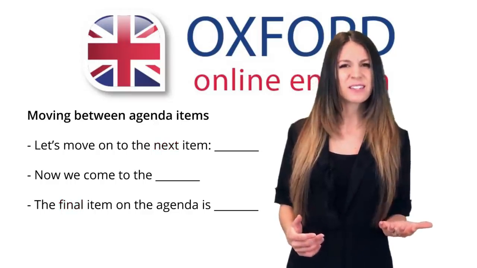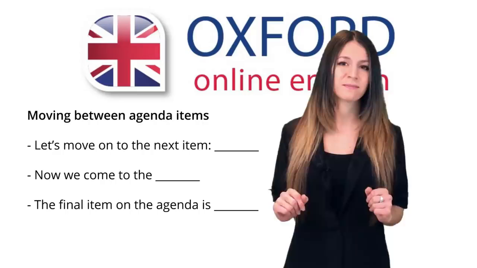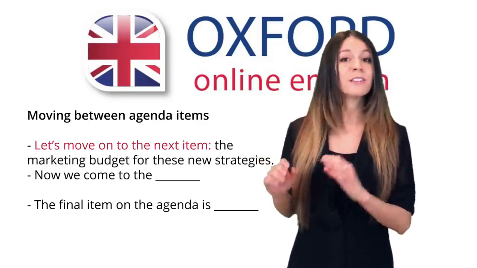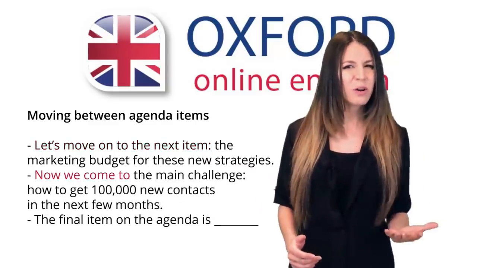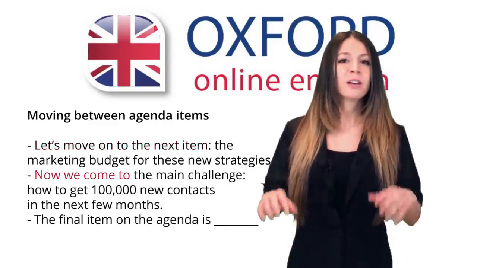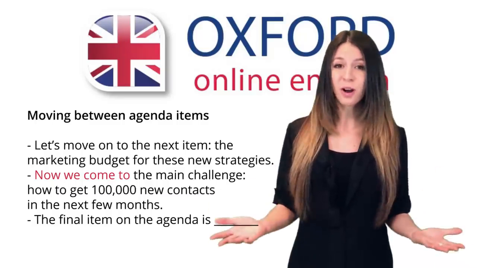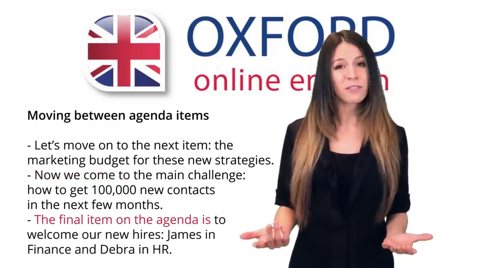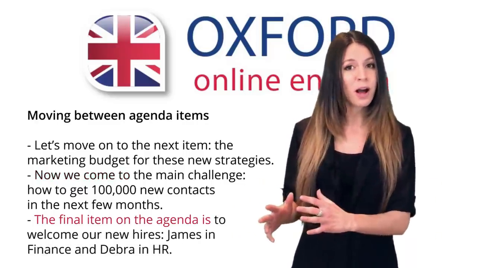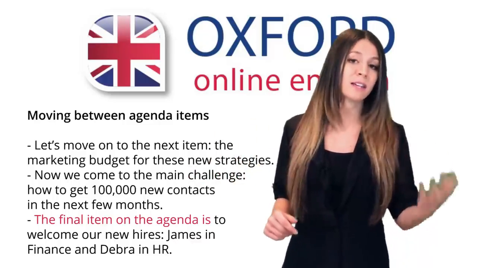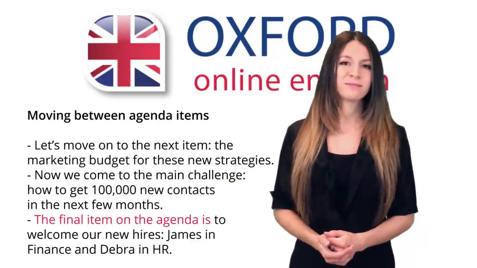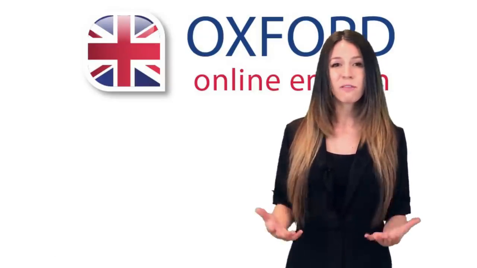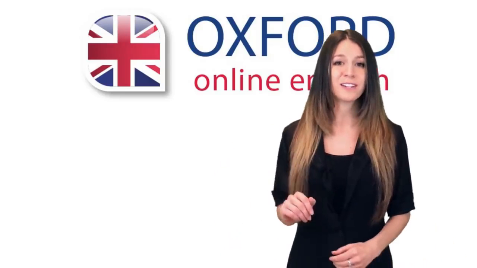Let's see how to use these in some full sentences. "Let's move on to the next item, the marketing budget for these new strategies." "Now we come to the main challenge, how to get 100,000 new contacts in the next few months." "The final item on the agenda is to welcome our new hires, James in Finance and Deborah in HR." You can repeat these steps until you've covered all of the items on your agenda.